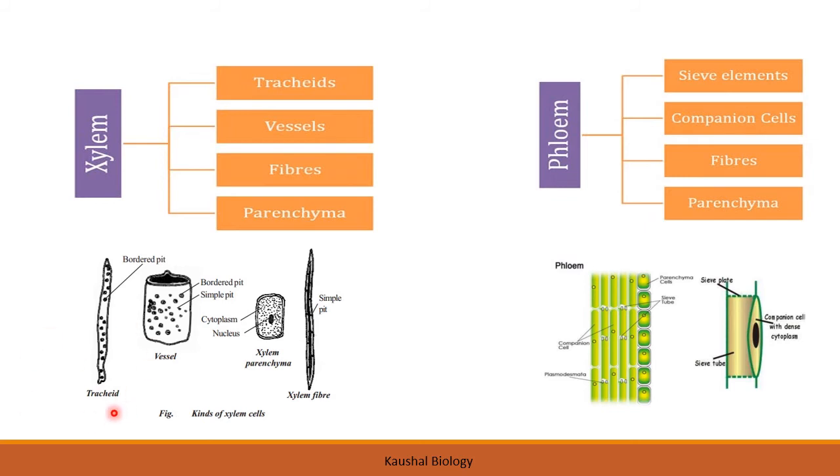Here is the diagram. You can see this is the tracheid and these are the vessels, how they look. This is the phloem part and this is the sieve tube, and along with that these are the companion cells. Now you can see the sieve plate also, where it is perforated, meaning small holes are there through which the food will transport. In the vessels also we have small dots, that is the pit through which the water will transport.